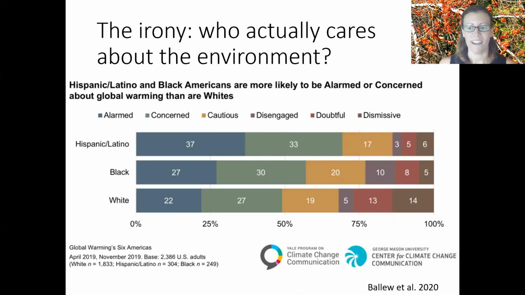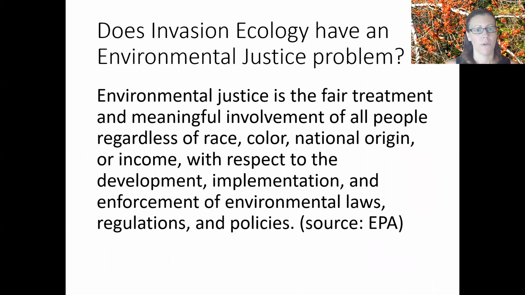So while we're on the topic of this kind of structural environmental racism problem, we should also talk a little bit about environmental justice in environmental conservation. So environmental justice broadly, and this is a definition from the Environmental Protection Agency, is the fair treatment and meaningful involvement of all people, regardless of race, color, national origin, or income, with respect to the development, implementation, and enforcement of environmental laws, regulations, and policies.